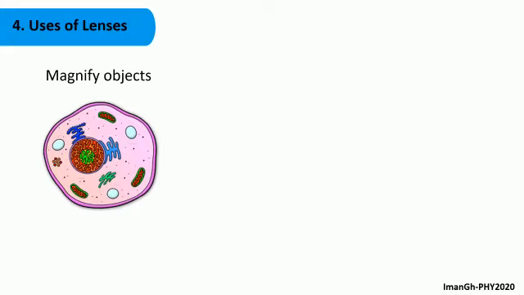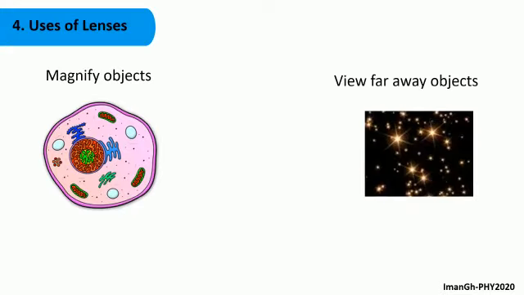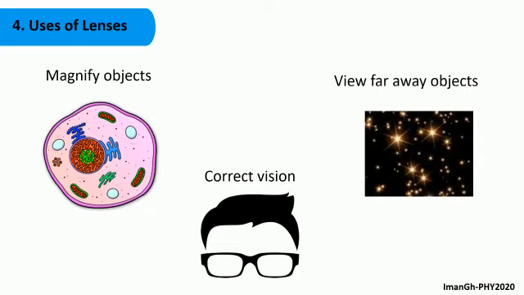Lenses are important because they have many uses. Lenses can be used to magnify objects like cells, or to view far-away objects like stars and planets, or to correct vision.